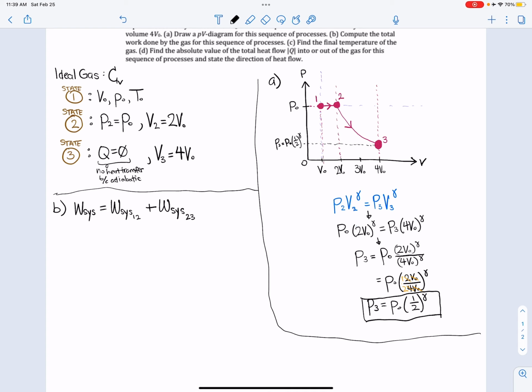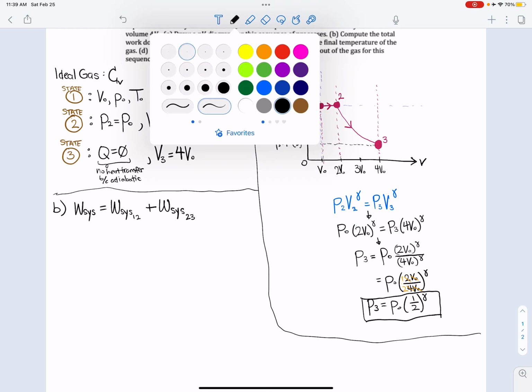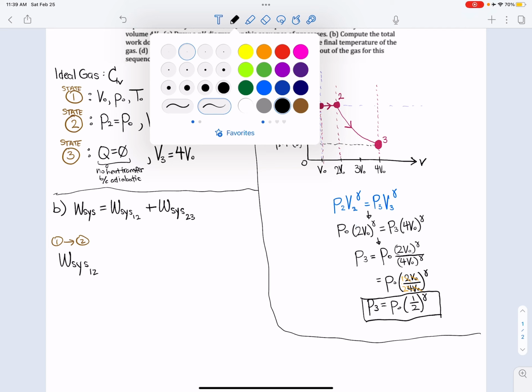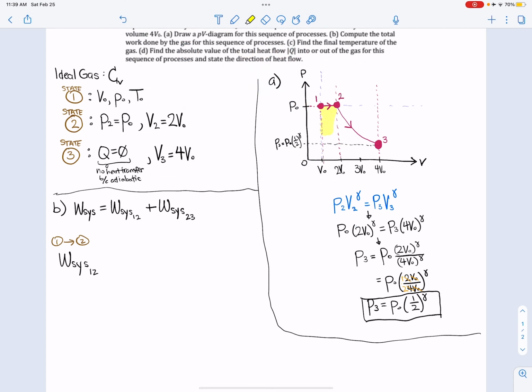All right, I'll start with the work done by the system from state 1 to state 2, okay? Work done by the system from state 1 to 2, which is an isobaric process, right? It's a horizontal line. That's quite easy to find. I just need to find the area of this rectangle right here. And that's a great thing about an isobaric process. When you have constant pressure, the work is just the area under that curve, right?